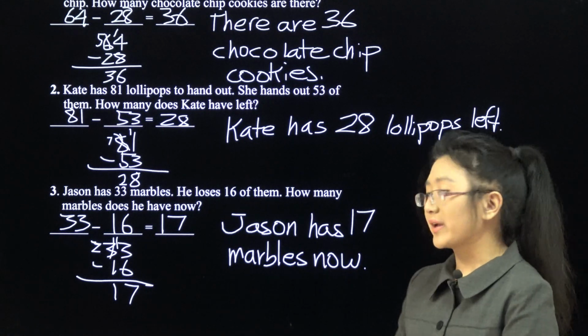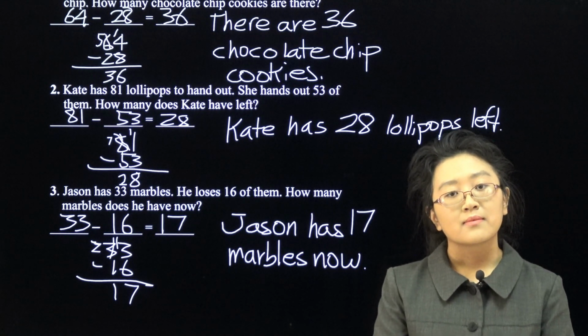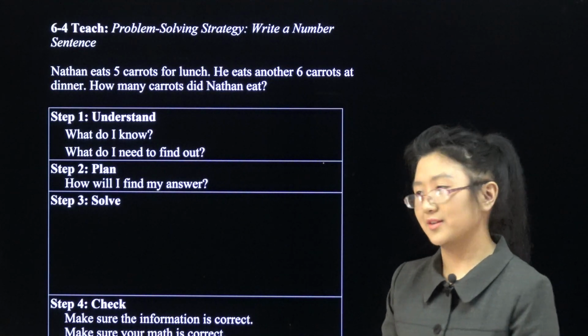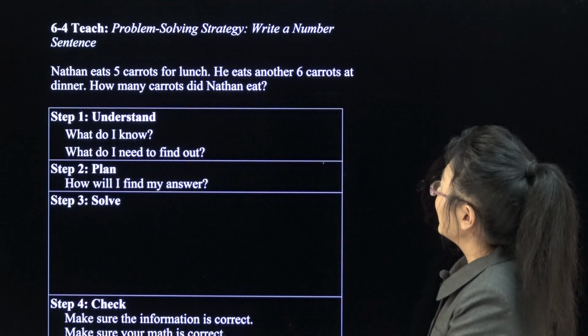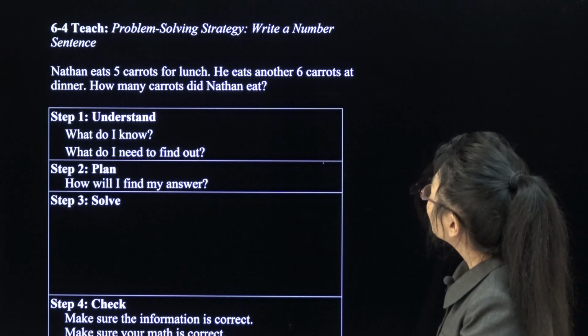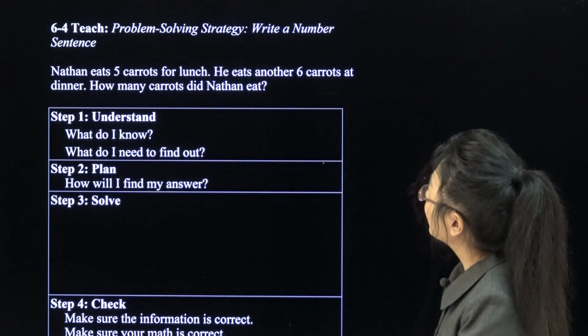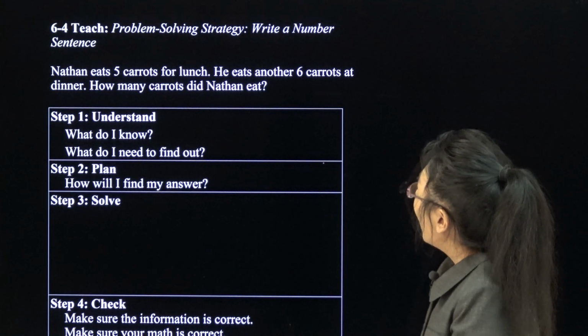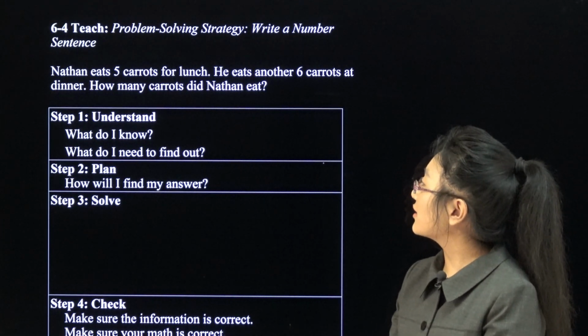Alright, that's the regrouping section done. Now we can move on to the next one. Here we get to write a number sentence. Nathan eats 5 carrots for lunch. He eats another 6 carrots at dinner. I really hope they're baby carrots because carrots can be pretty big. How many carrots did Nathan eat?